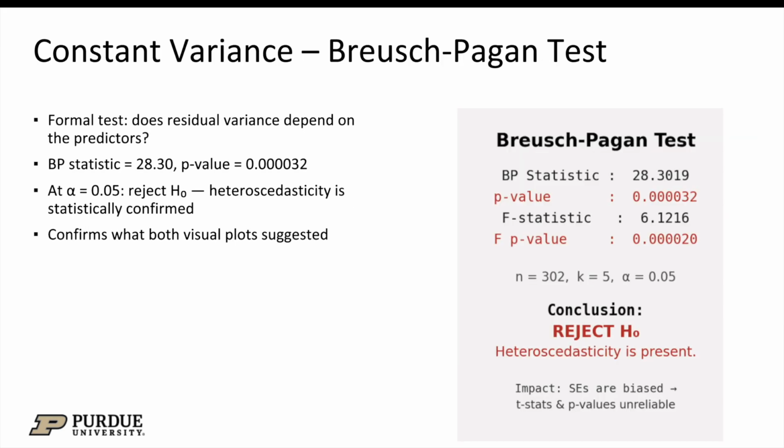To back this up formally, I ran the Breusch-Pagan test, which tests whether the variance of residuals can be explained by our predictors. Our BP statistic came out to 28.30 with a p-value of 0.000032. That is far below our significance level of 0.05, so we reject the null hypothesis of constant variance. This isn't just a visual impression. Heteroscedasticity is statistically confirmed, and it's consistent with what both plots showed us.